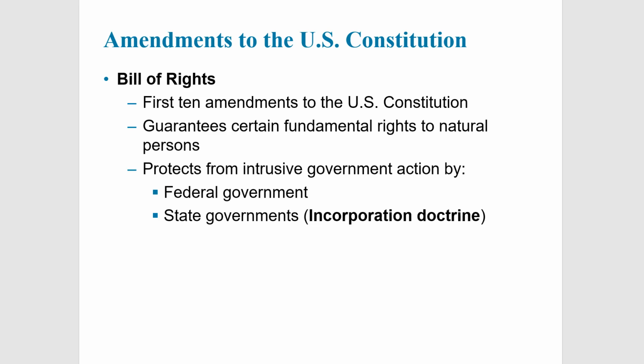We're all familiar with at least the concept of the Bill of Rights. It's the first 10 amendments to the United States Constitution. They guarantee certain fundamental rights to natural persons. They protect from intrusive government action by the federal government. Originally, it was only by the federal government. Later amendments to the Constitution also incorporated state governments into that. That's what we call the incorporation doctrine. So now we're protected from intrusive government action by both federal and state governments.